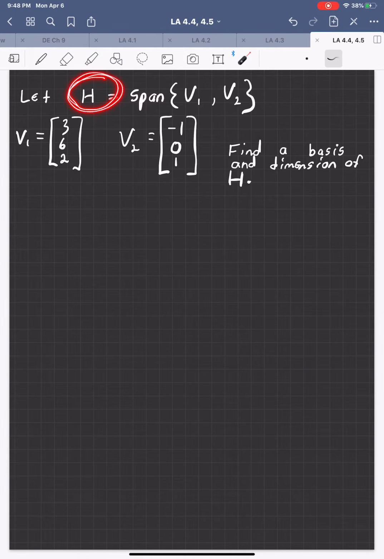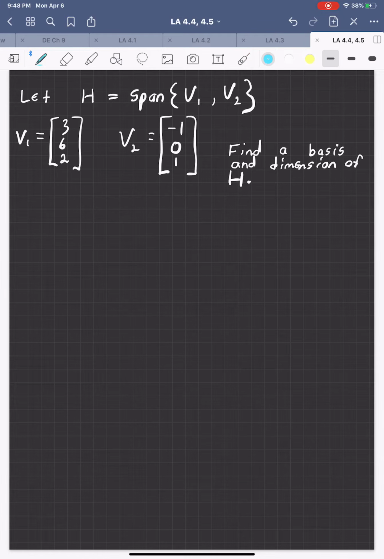So I need to know a little bit more information about H. The only thing I know about H right now is here's a point in H and here's a point in H. That's all I know. What I want is a basis and the dimension. Let's start with the basis.